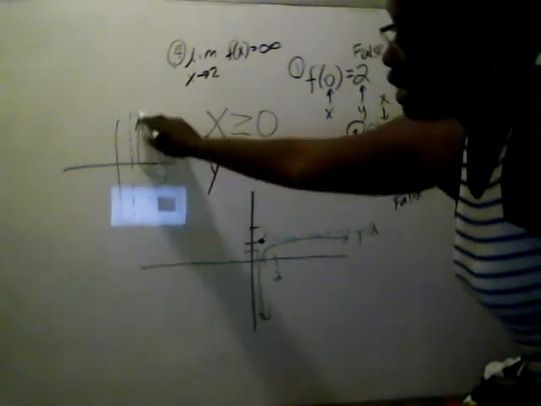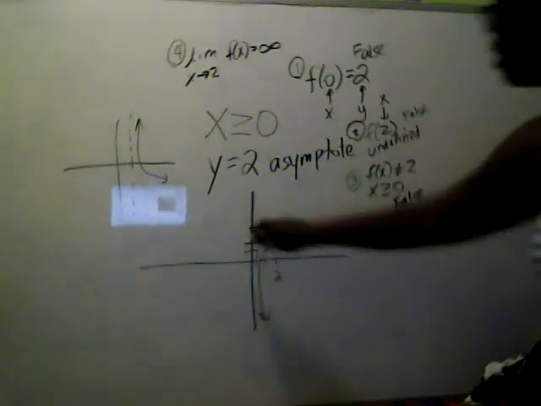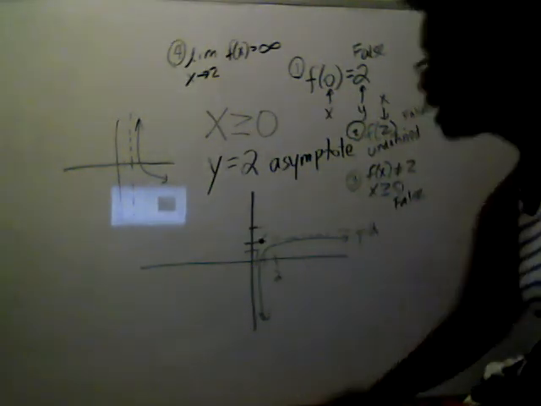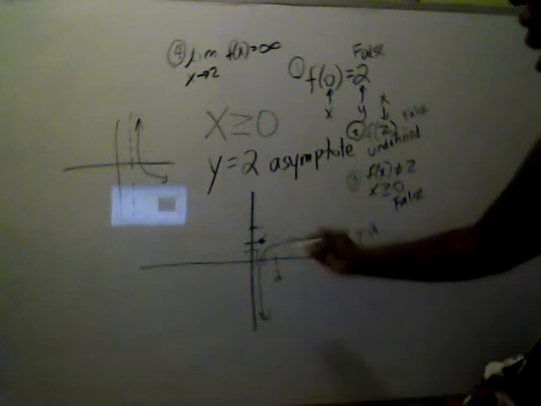We don't know, they didn't tell us anything about having a vertical asymptote. They just said a horizontal asymptote. So we can't say for sure where the graph is going as far as the x is concerned.